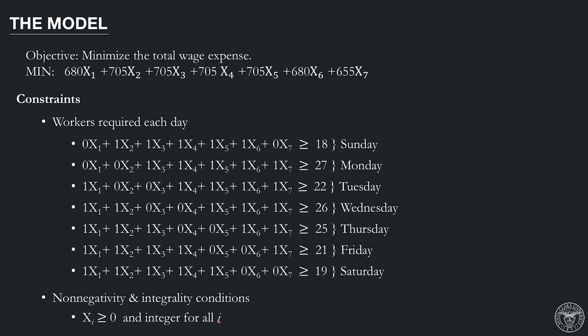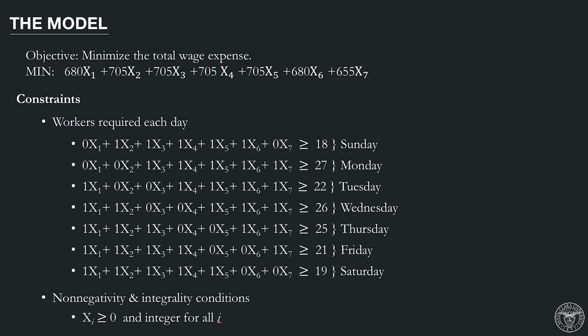For the constraints, we know that the employees coming in on Sunday must be at least 18. So we require that shift 1, shift 2, shift 3, shift 4, shift 5, shift 6, and shift 7 employees altogether must be larger or equal to 18. But we know that shift 1 and shift 7 don't need to come in on Sunday. So we still need to sum up from shift 2 to shift 6 and make sure the total will be larger or equal to 18.